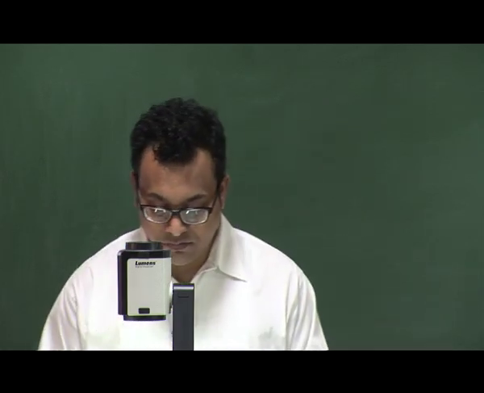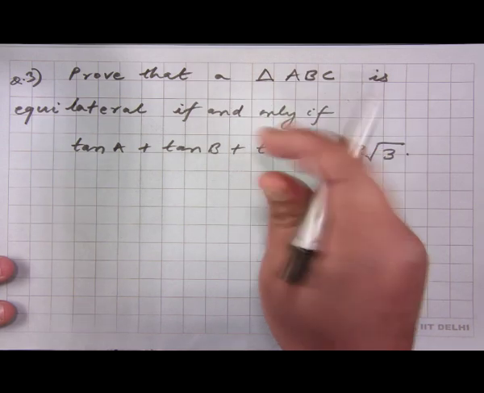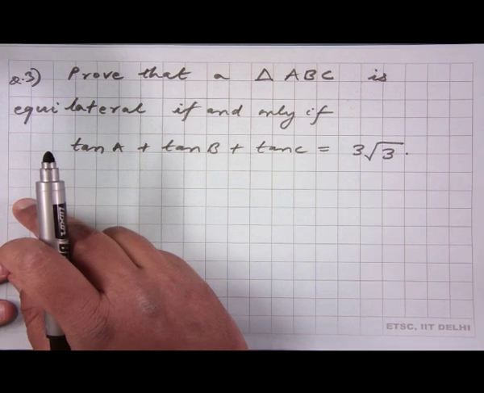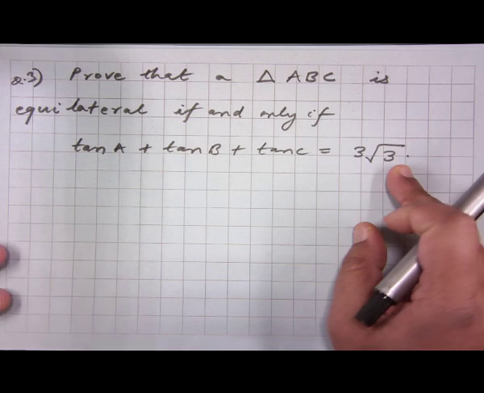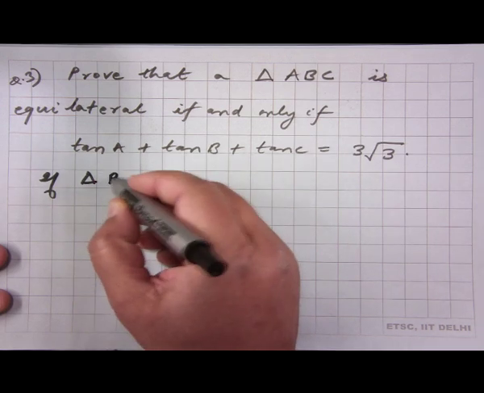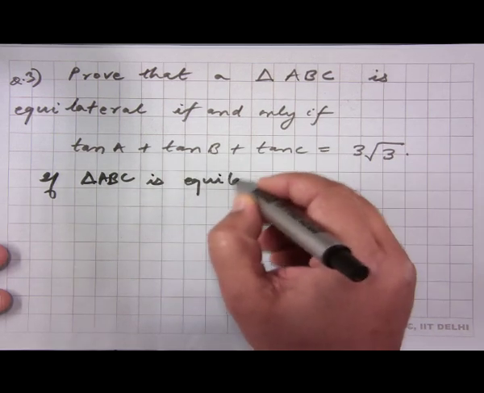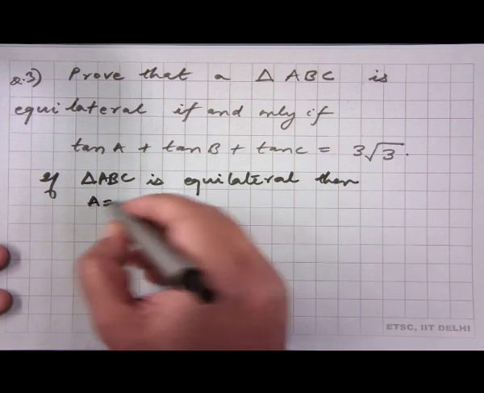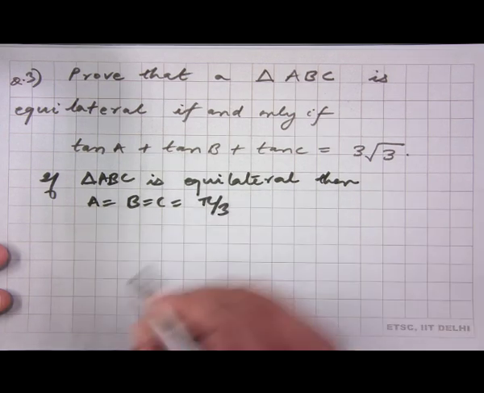Let us take the third problem now. Here we are asked to prove that in a triangle ABC, the triangle is equilateral if and only if this condition holds. Of course, if triangle ABC is equilateral, then we have A equal to B equal to C equal to pi by 3, 60 degrees.